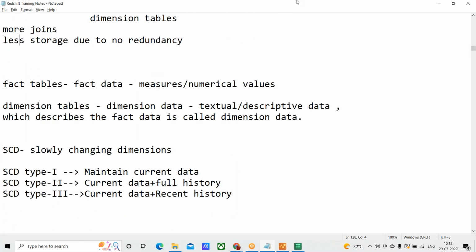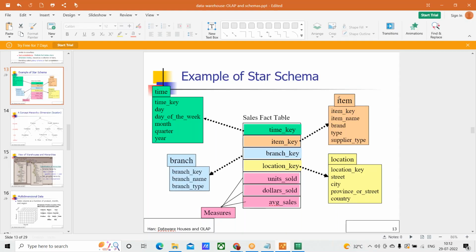I think the next thing will be slowly changing dimensions, because the dimension tables will tend to change over time. For example, item names will tend to change. Brands too: once upon a time it was Fair and Lovely, but now it is coming under a different name. Brand, supplier, these things will tend to change over time.